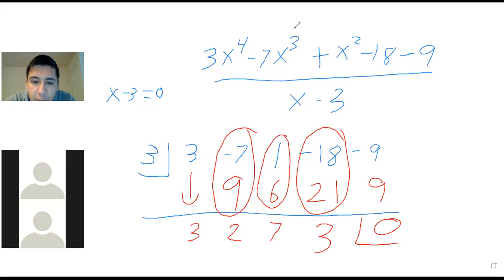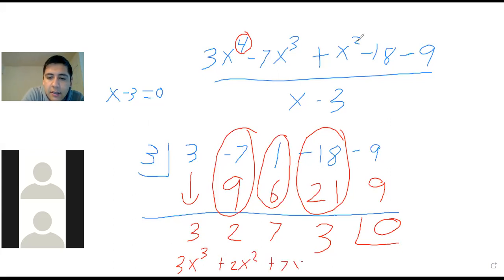So what we need to do is write out our answer. And again, we're going to take this exponent and subtract 1. So 3x to the power of 3, 2x squared, 7x, and 3. That's our answer down there.